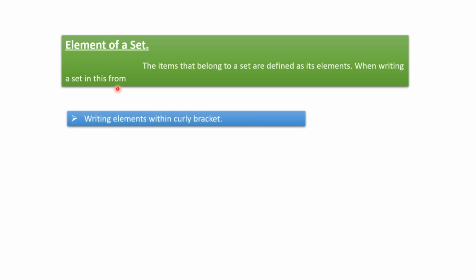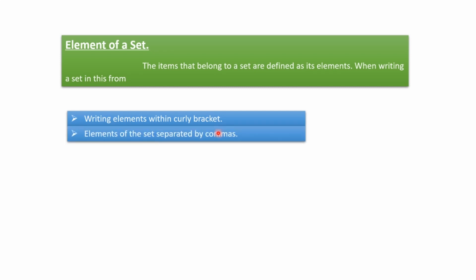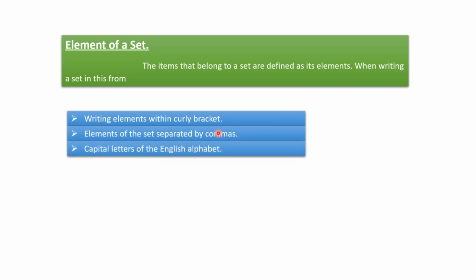When you are working with sets, the next term we have to follow is elements of a set. The elements that belong to a set are defined as its elements. When writing a set in this form, you have to go with these rules. First, write elements within curly brackets. Definitely you have to apply curly brackets. Elements of the set are separated by commas.